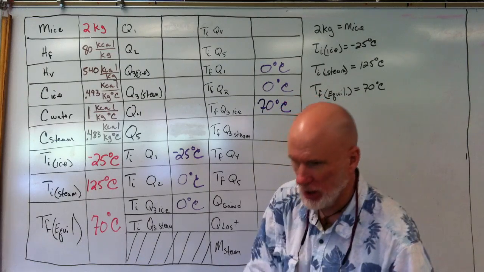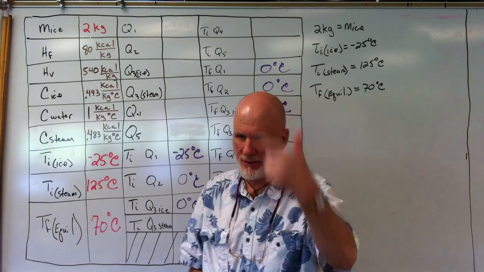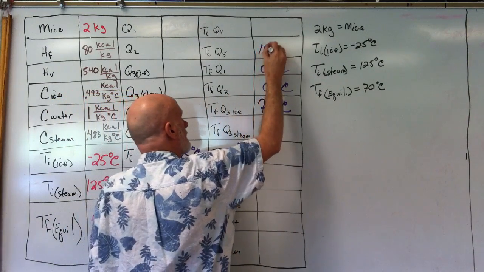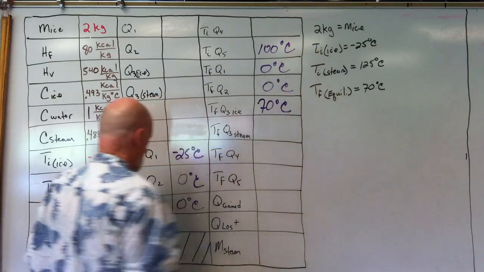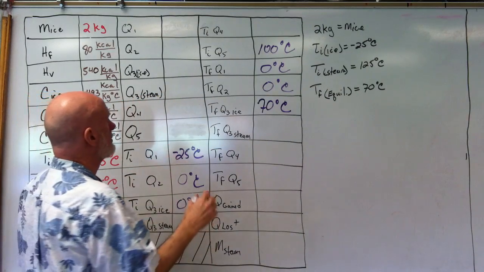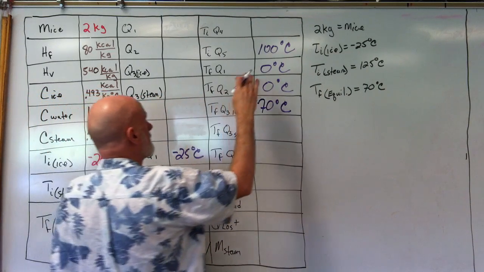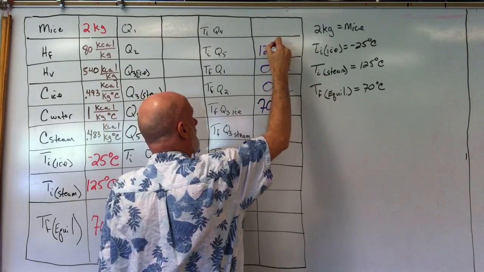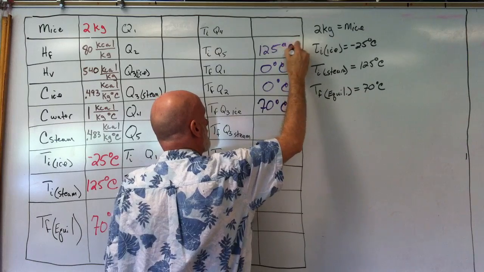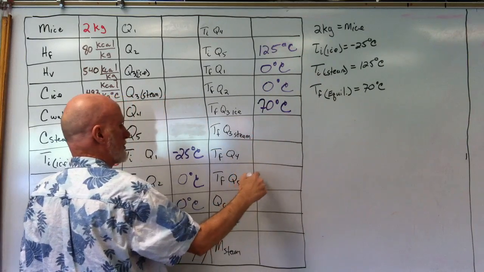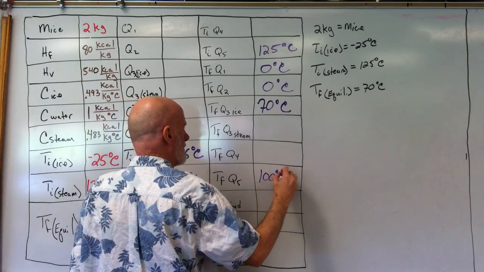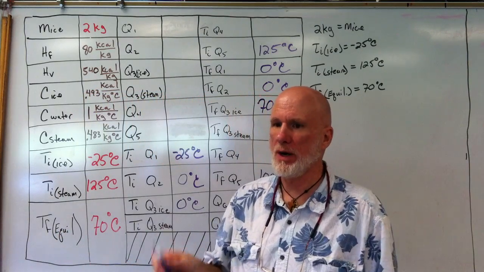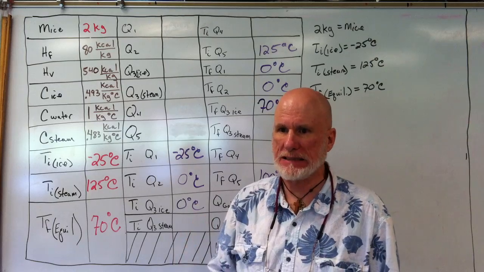So, initial temperature, final temperature. Final temperature is 100, right? Yeah. Initial temperature? 125. Sorry, this is 125. And the final temperature is 100. All right, now, it's 100 degrees gas.